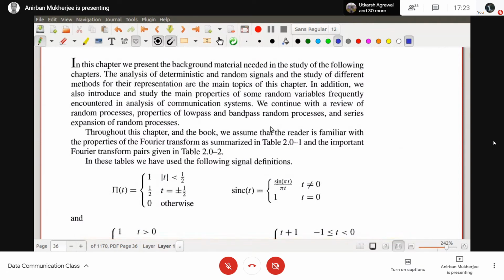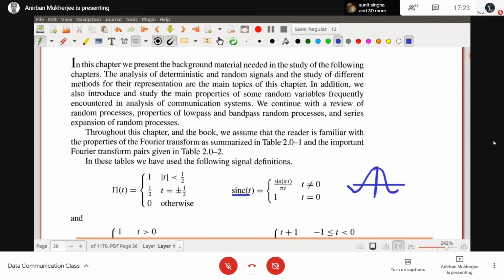We have certain definitions. These definitions you already know in a generic form, but for communication systems we use them. First of all, the sinc function that you know, sinc(t), is a signal like this, going from minus infinity to plus infinity. At t equal to 0, it is 1.